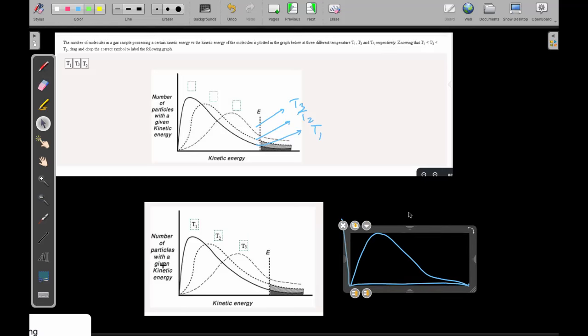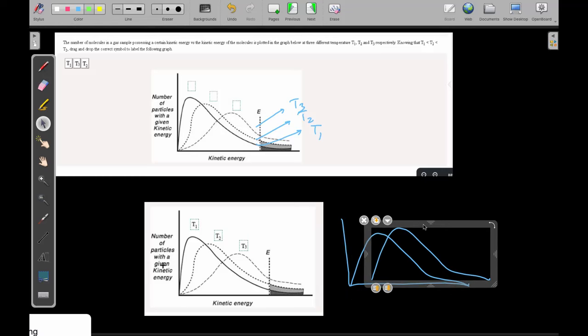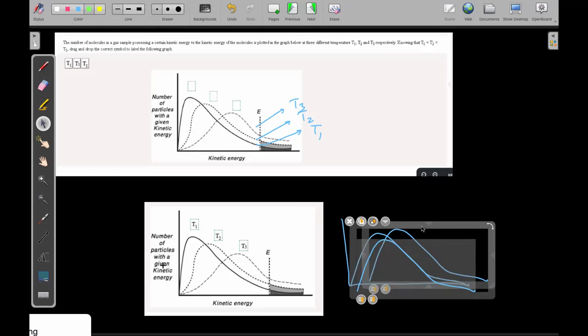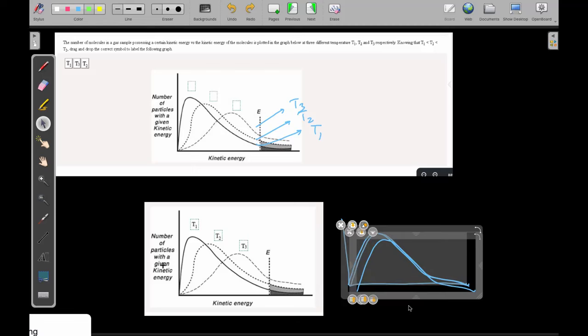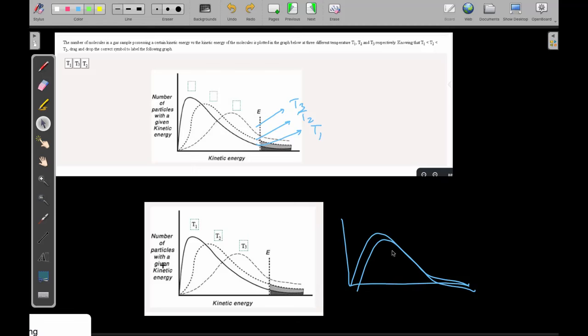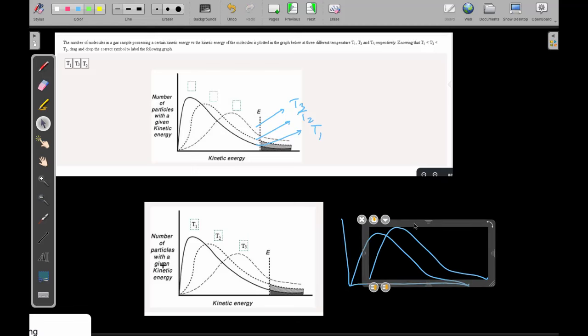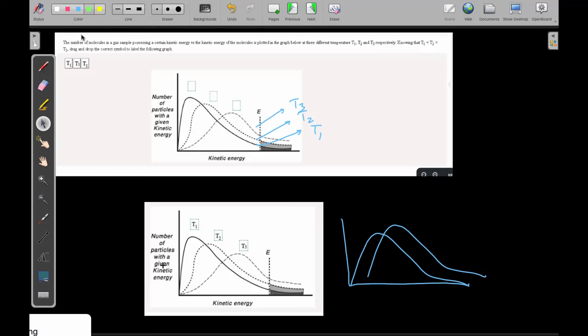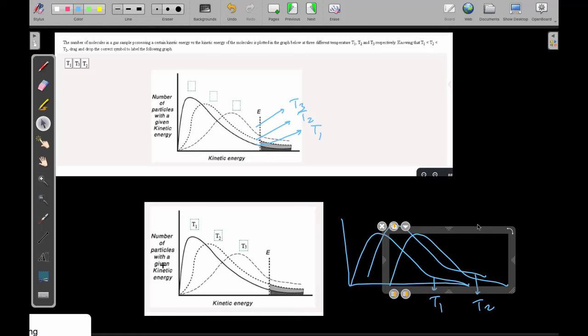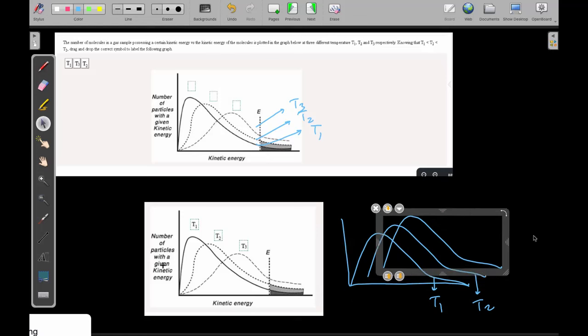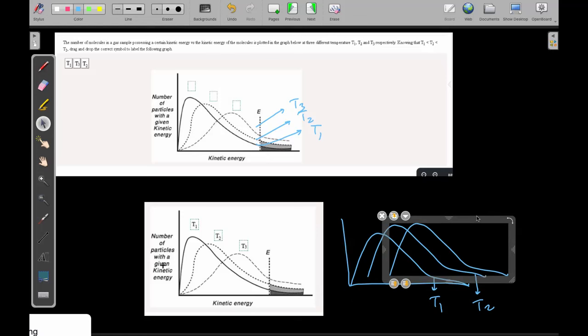So if this is the first one, when it shifts, it becomes like this one. It has moved and becomes higher. And then if you do it again, it becomes higher, like this one. So this is T2. If this was T1, this will be T2. And then when you do it one more time, it will come even higher. So the curve shifts to the right. Why does it shift to the right?